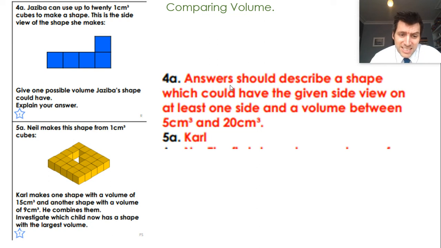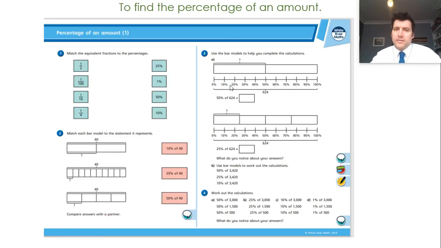Carl's is larger, and we can see that because Carl's is made up of 15 and 9, which is 24, whereas Neil's has got 5 and 5 in the first 2 rows, then 3, then 4. So 5 and 5 is 10, plus 3 plus 4 is 17, plus the other 5 is 22. So Neil's is 22 centimeters cubed, whereas Carl's is, lovely job, 24 centimeters cubed.